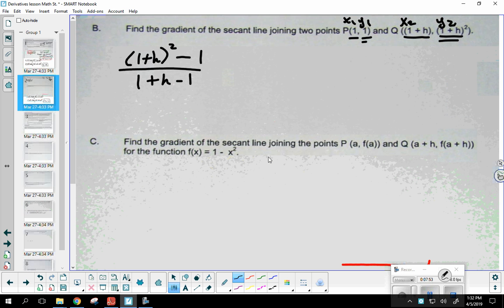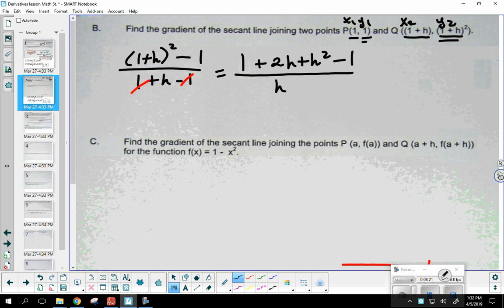Now, the denominator is going to be real easy to take care of. The 1's are going to cancel. They're out there. But I need to go ahead and expand 1 plus h squared. Can anybody tell me what that would be? 2 plus 2h plus h squared. Very close. 1 plus 2. There we go. So this would be 1 plus, whoops, I wrote it down myself, 2h plus h squared minus 1.